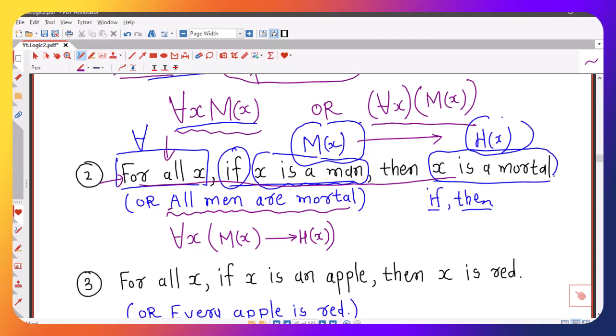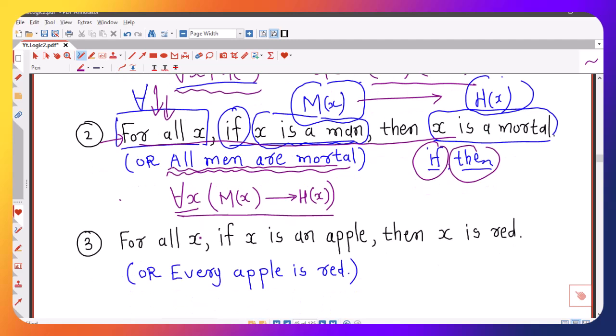So if they ask you to write this statement in symbolic form, then also we have this representation using the universal quantifier. Whenever we have an if-and-then like situation, we use the conditional statement, that is this one-sided implication, and this is for all x, therefore we use the universal quantifier.